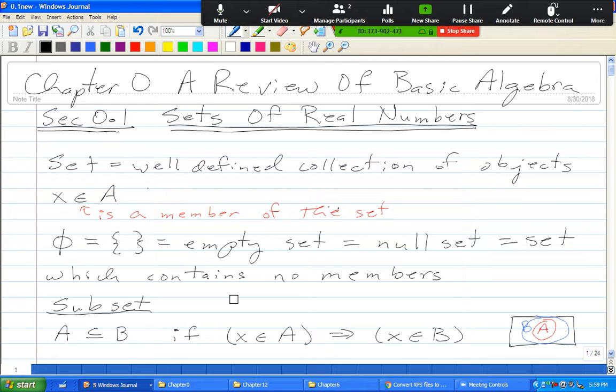A subset. So the set A is a subset of the set B if every member, X, in A is also a member of B. So if X is a member of A, then X is a member of B. If that is true, then A is a subset of B. So every member of A is a member of B. So A is contained completely within B.